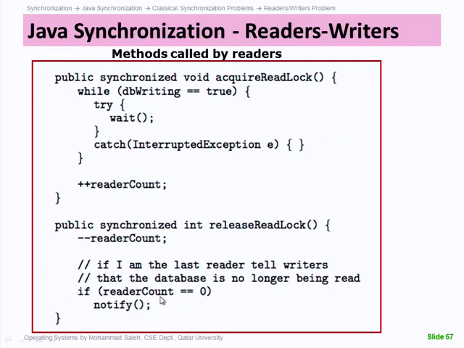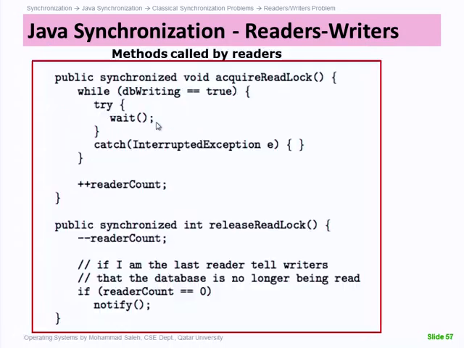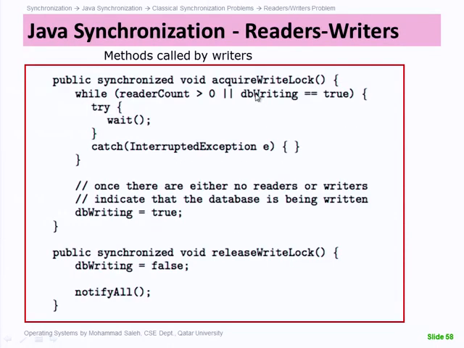while DB writing, and you see here that DB writing had been initialized to false. It's not been written at the beginning. And I have readers count, which is an integer that's been initialized to 0. I don't have any active readers. I said that we will look at the writer first, so let's look at the writer first.